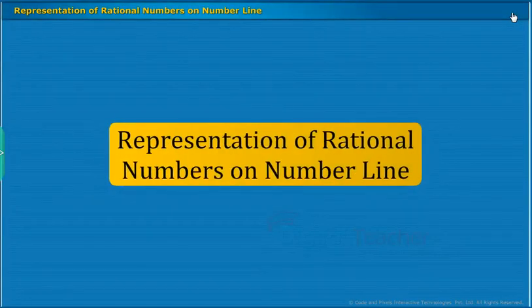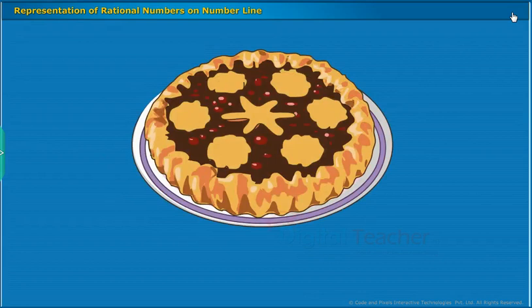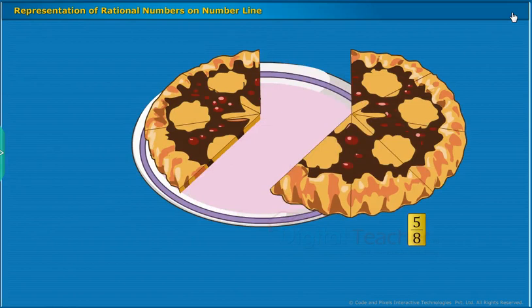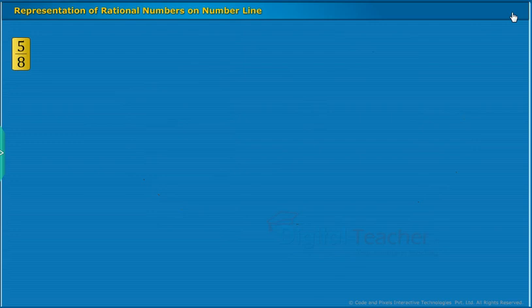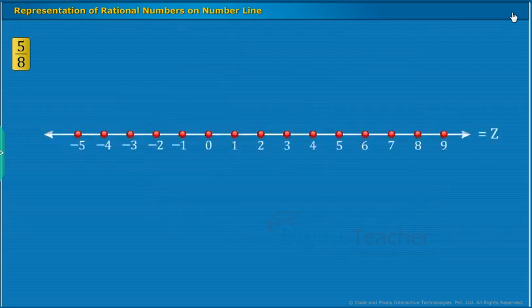Now, let us learn about representation of rational numbers on number line. Here, you can see a delicious pizza. Let us divide into 8 equal parts and represent 5/8 of pizza on a number line. Let us see how we can represent it on a number line.